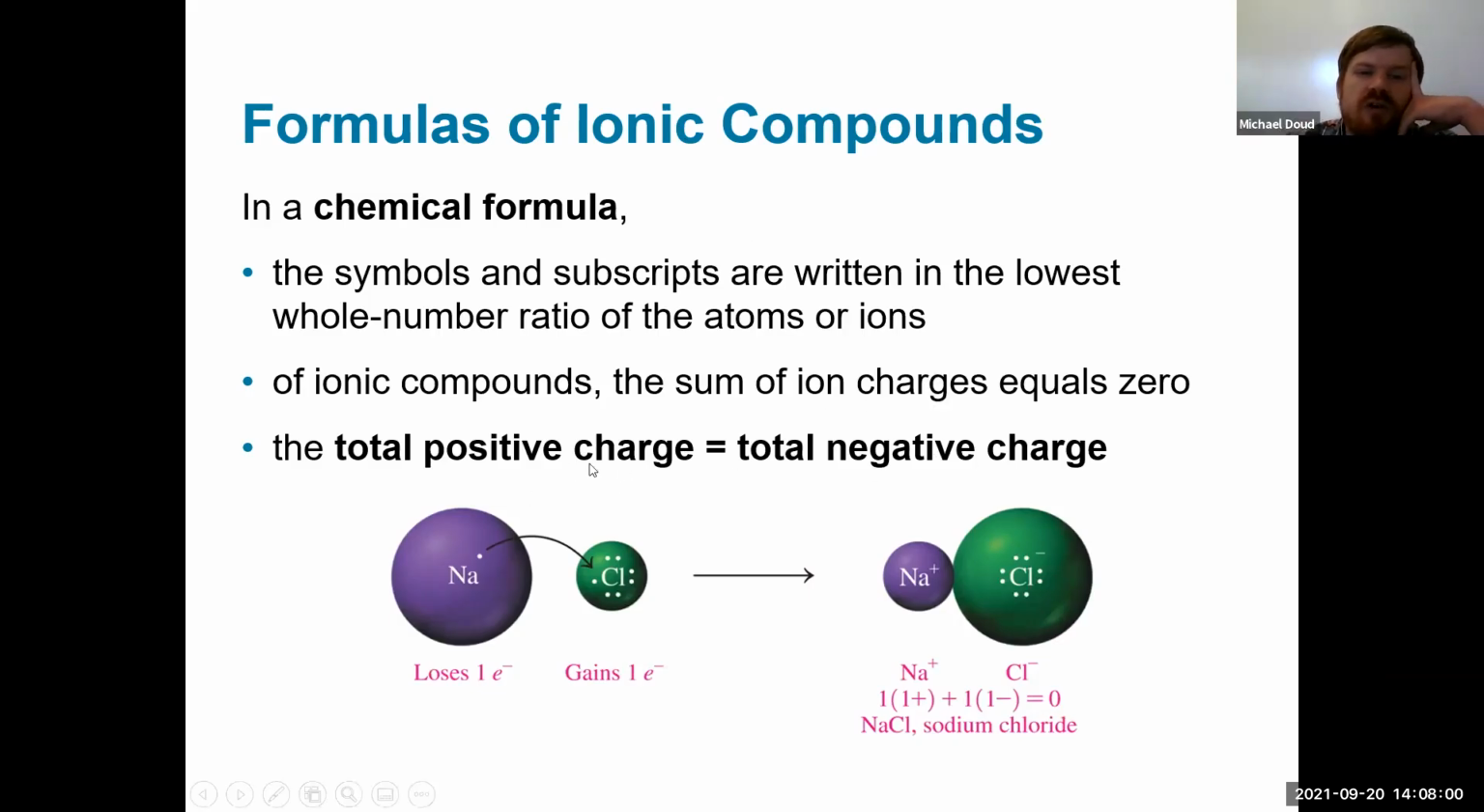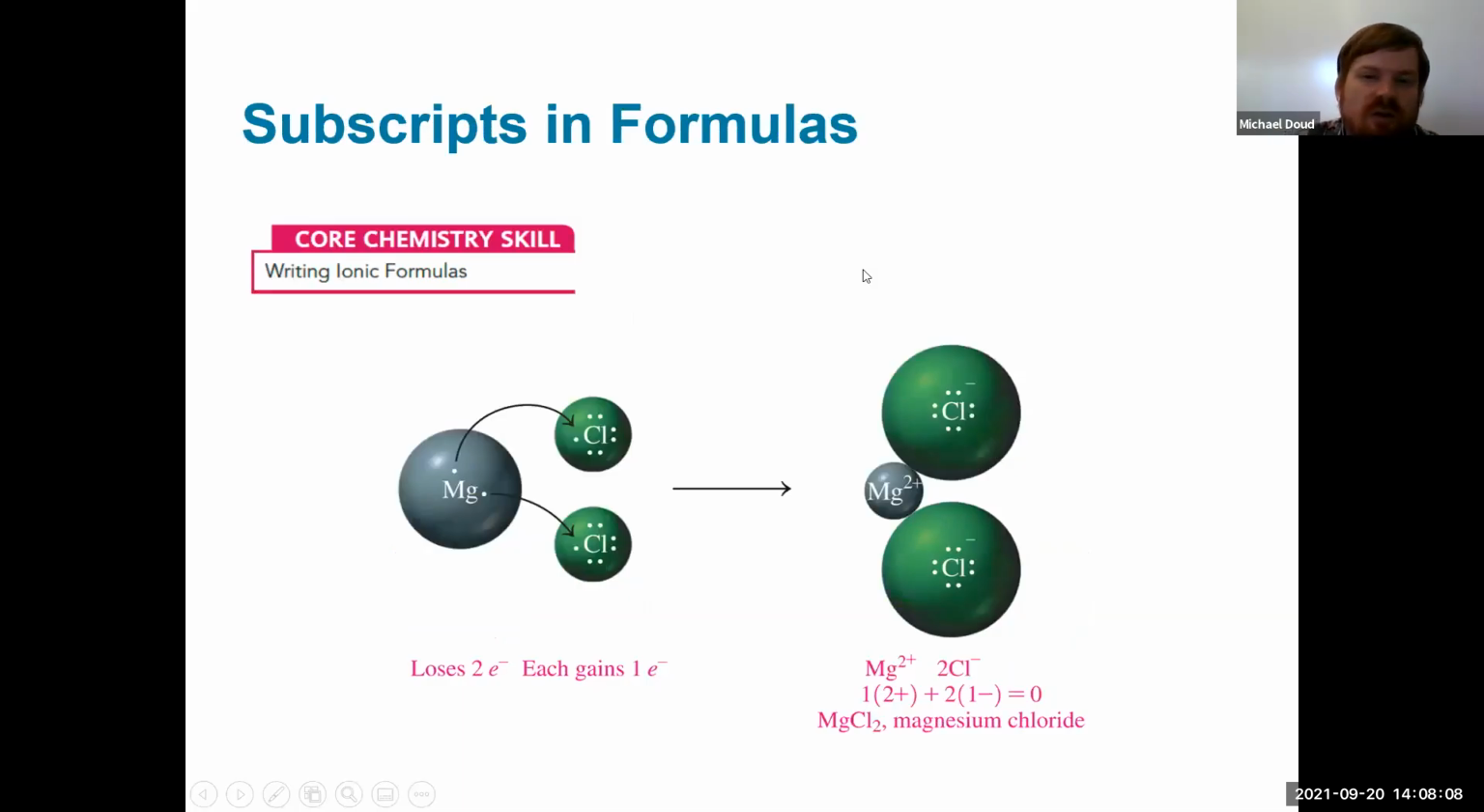Remember, the net charge has to equal 0, so the total positive charge has to equal the total negative charge for the ionic compound. Now, magnesium and chlorine, however, can form an ionic compound as well. In this case, magnesium forms a 2+ ion, and chlorine still forms chloride, which is a 1- ion. In order to balance the charge, you need 2 of the -1 chloride ions for every 1 of the magnesium 2+ ions. So the correct formula for magnesium chloride is MgCl2.